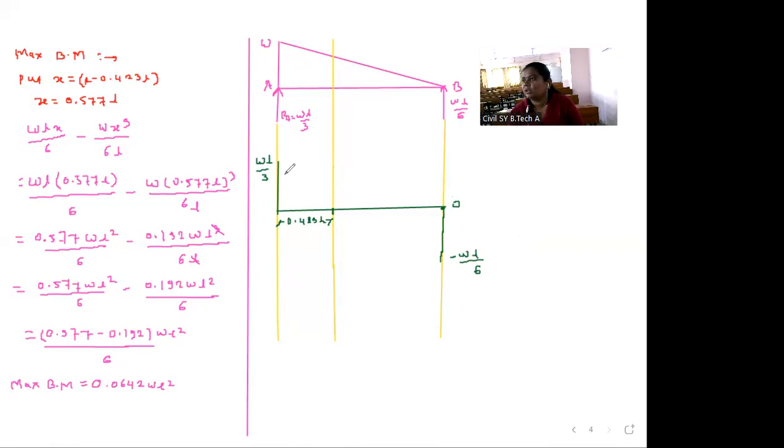Now we will draw. So this is a parabolic figure. Okay. So this is in negative and this is in positive. Okay, so here shear force is 0 kilonewton. Here also 0. So this diagram is shear force diagram. Okay, shear force diagram. After that, we will draw bending moment diagram.